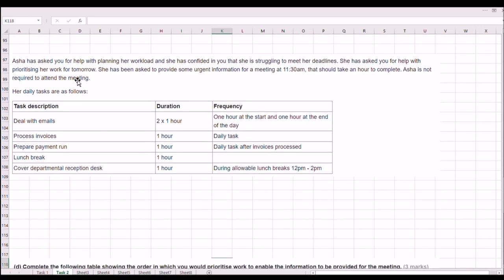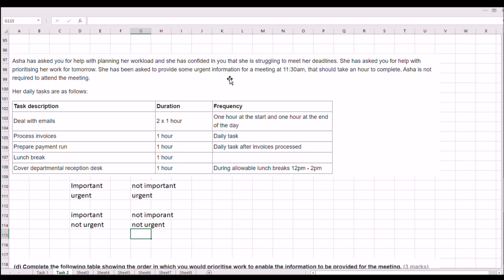Right. Aisha's asked you for help with planning her workload. She's confided in you that she's struggling to meet her deadlines. This is where we're starting to prioritise our work. And if we're going to prioritise, we have important and urgent. We have not important and urgent. We have important but not urgent. And then we have not important and not urgent. So you drop them in there, number one, number two, number three, number four. And we're going to fit them through.